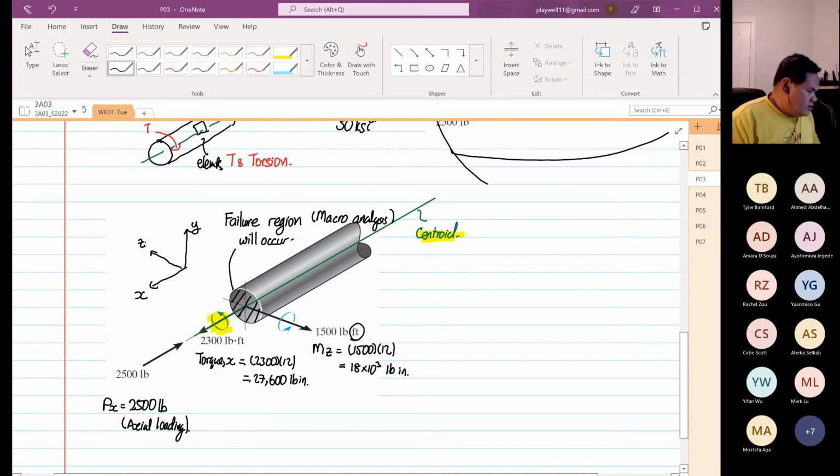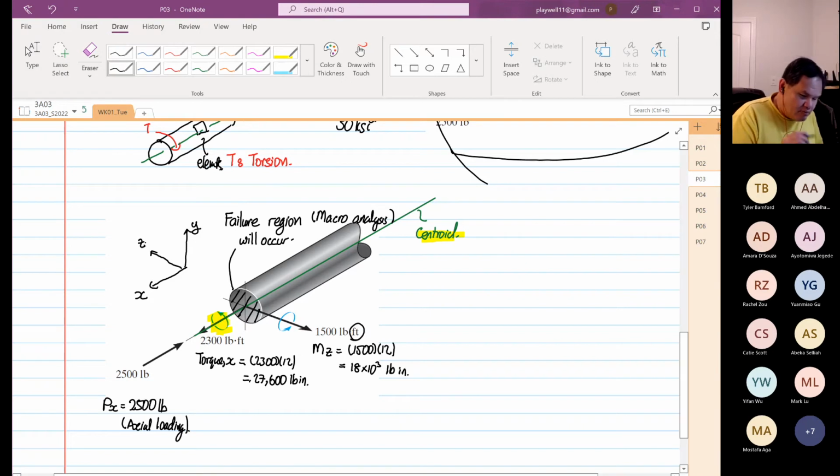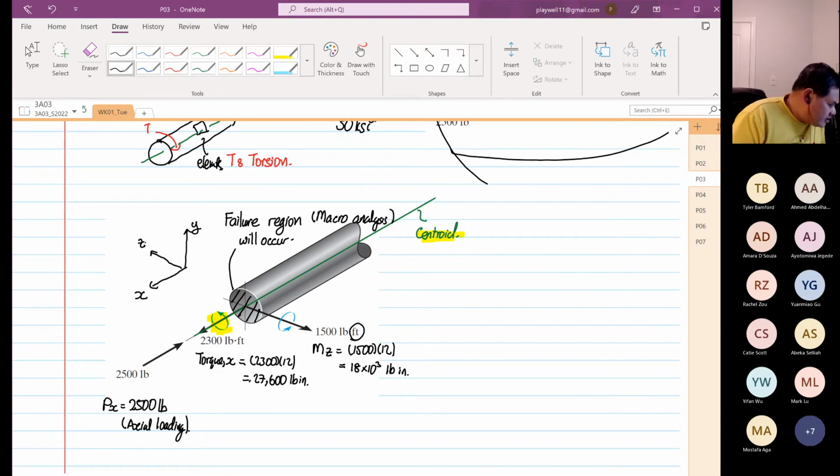Okay. So now, once we have all this, we are going to look at the micro. So this is macro, micro scale on how it feels. Okay. So let me elaborate. What we are going to do next is position elements. So we are going to position four different elements.